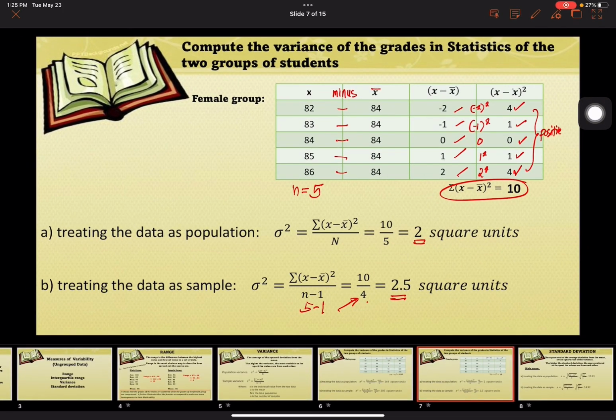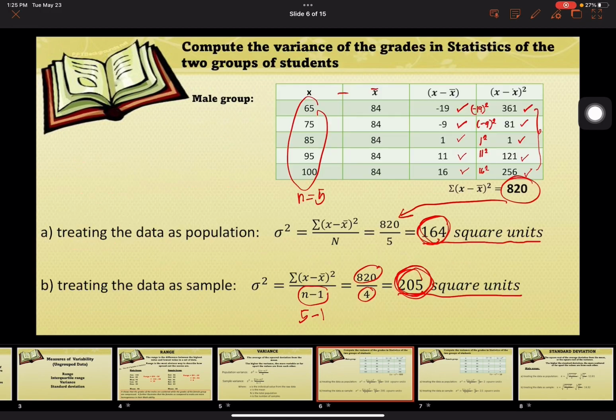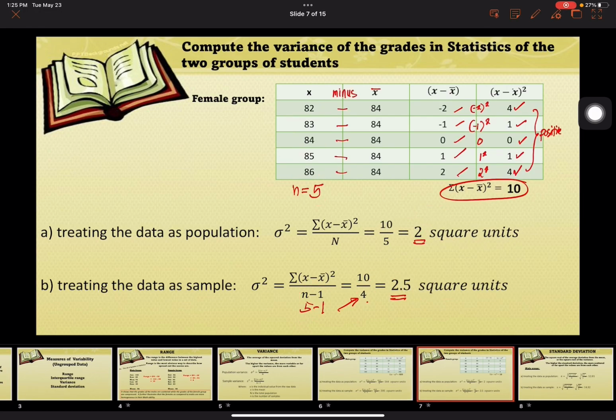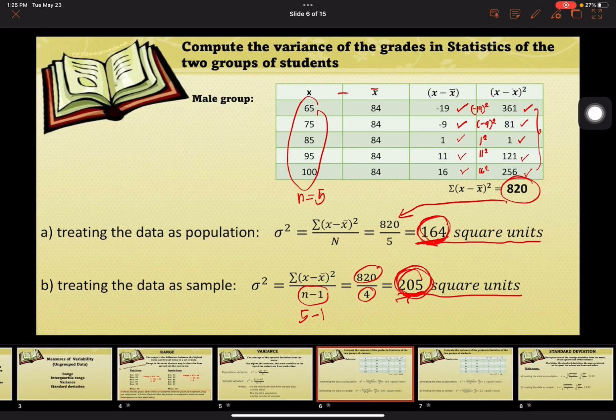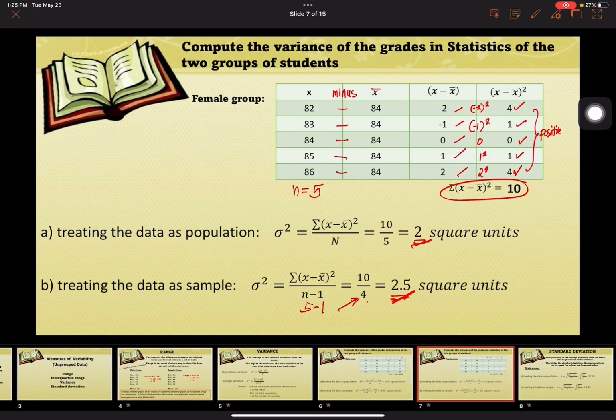Kung i-compare natin siya doon sa male, kung titingnan yung male, we have 164 and 205. Sa female, 2 and 2.5 lang. So, gaano kalaki yung scatter, yung variance, gaano kalaki yung distansya nila or yung layo nila sa isa't isa. So, paano mo to magagawa kapag yung data mo ay nasa 30 na or 20 plus? Siyempre, gagamit na tayo ng variance para makita kung ano yung magiging answer. Kung scattered ba sila or clustered or compressed.